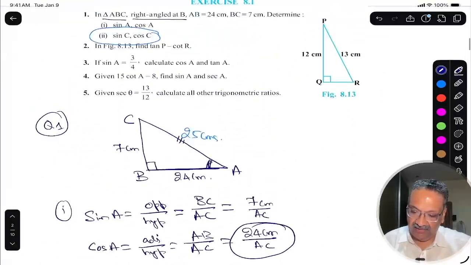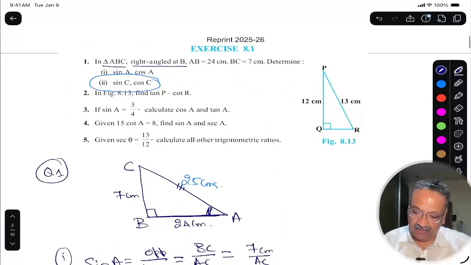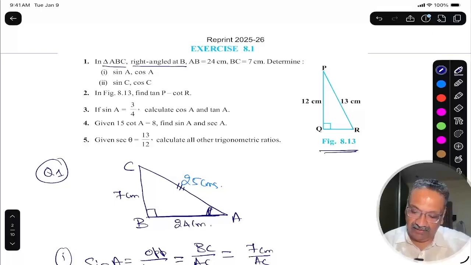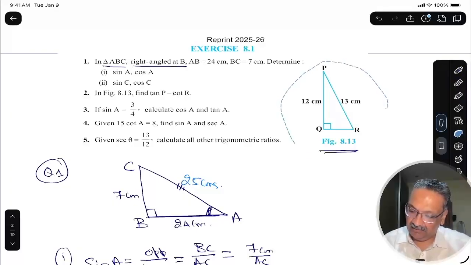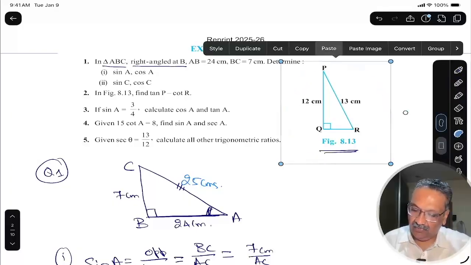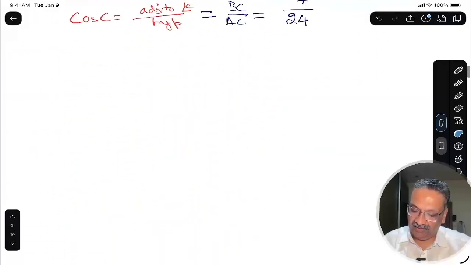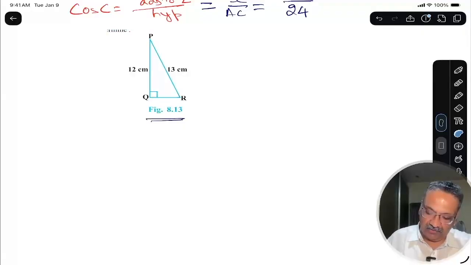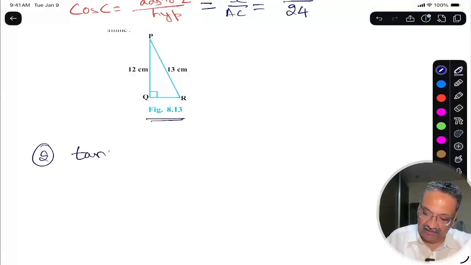Let us come to the second question. Second question ಏನು ಹೇಳ್ತಾ ಇದ್ದಾರೆ, in figure 8.13, that is this figure, find tan P minus cot R. I will take this figure, copy and take it here. Next second question ಏನು ಕೇಳ್ತಾ ಇದ್ದಾರೆ, what is tan P minus cot R?